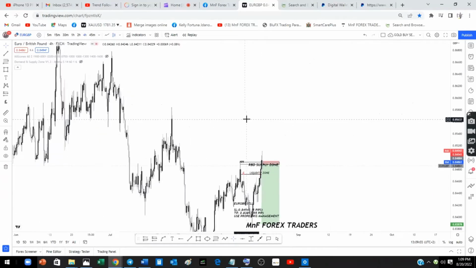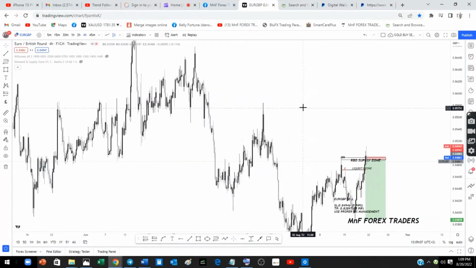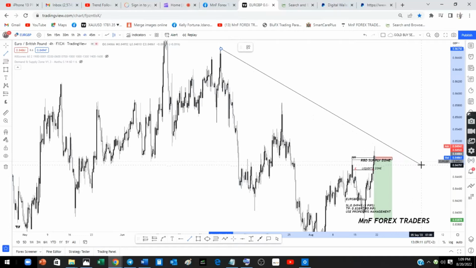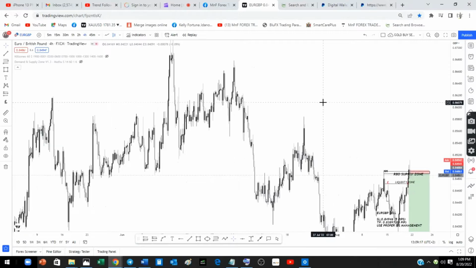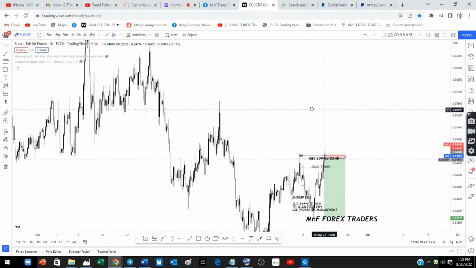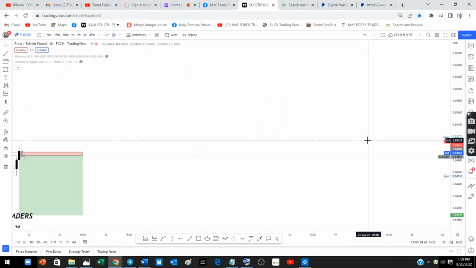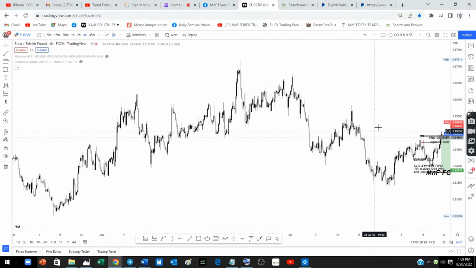So basically, I was looking at this level right here. You can see that the market had been putting up lower lows and lower highs. So I was looking at this as a downtrend. So therefore, I was looking towards continuing with this downtrend that we had on Euro GBP. So the other reasoning was this. Let me just show you right now.